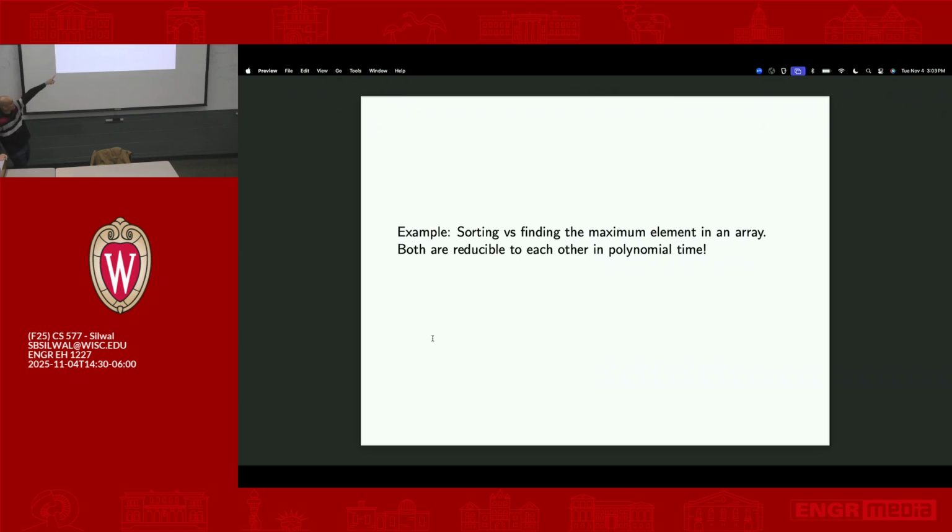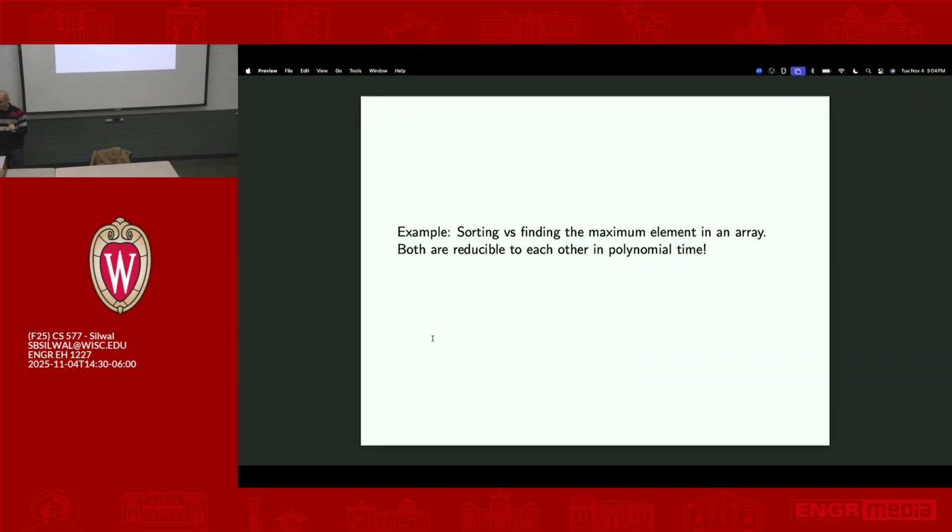Well, this second problem is a special case of the first problem, because if I can sort, I can just look at the last index. That's my maximum. But of course, it's also true that sorting is a special case of maximum element finding. If I keep finding the maximum element one at a time, then I can sort. I find the maximum in the whole thing, remove it, then remove the second maximum, and so on. Okay. So in this case, both A and B are reducible to each other.